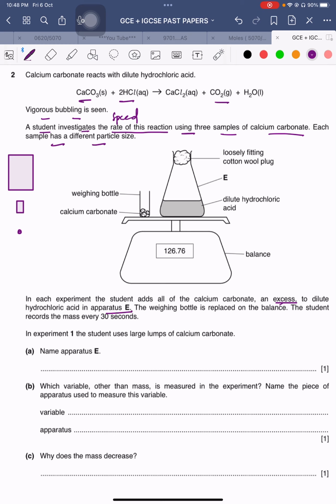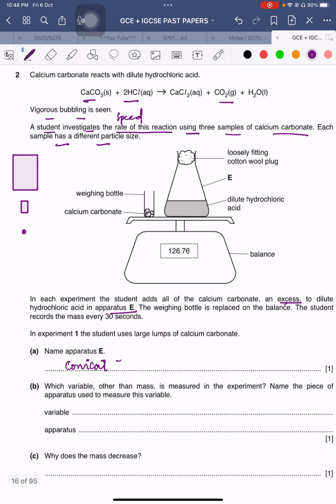Okay, so in each experiment, the student adds all the calcium carbonate and excess of dilute hydrochloric acid in apparatus E. So what is apparatus E? It is called a conical flask. You people can see that it is always used in titration, but here they are performing the experiment and they are using a conical flask again. Okay, conical flask.